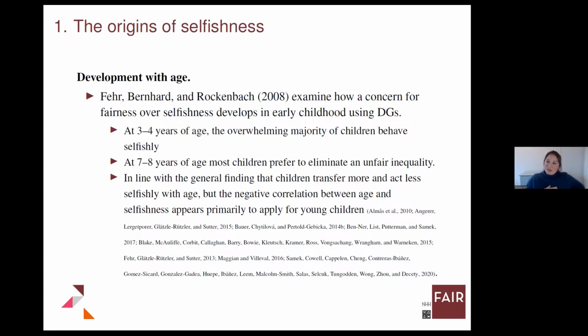And then there's going to be this development through to 7, 8 years old, where we see that these kids mostly try to eliminate inequality. In line with the general finding that children transfer more and act less selfishly with age are these results. But we see that the negative correlation between age and selfishness sort of stops at 8. So that's the peak where you are maybe the most egalitarian, or at least want to reduce inequalities the most. And it doesn't seem to go on, say, till 18 years old, as they look at in Almås et al.